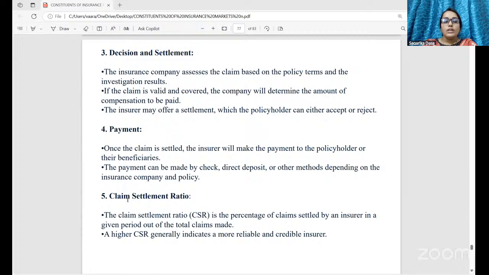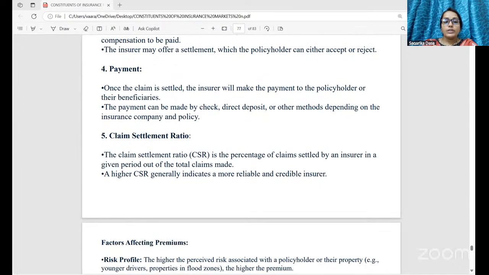Then we have claim settlement ratio. The claim settlement ratio is the percentage of claims settled by the insurer in a given period out of the claims made. Higher the CSR generally indicates more reliable and credible insurer. So claim settlement ratio will explain what percentage of claims the insurance company has settled during a particular period of time. If the insurance company has a high claim settlement ratio, it is understood that the company is more reliable, more credible. This is the claim settlement process.